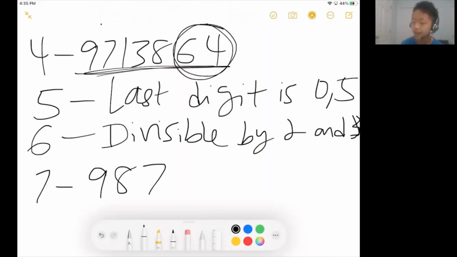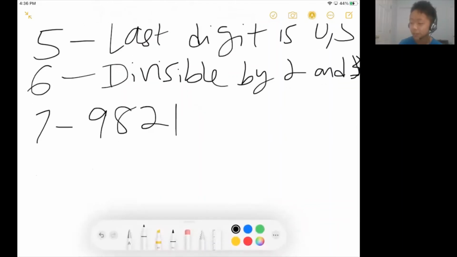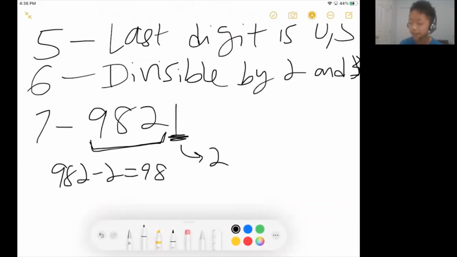Let's say 9821. The algorithm for the divisibility rule of 7 is that you take the last digit, in this case 1, and you double it. So 1 times 2 is 2. Then you take the remaining number, which is 982, and you subtract 2, and you get 980.